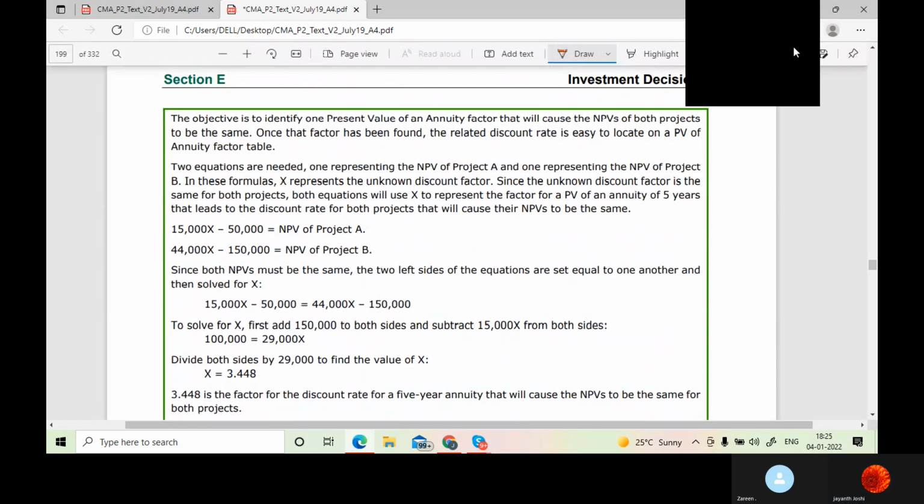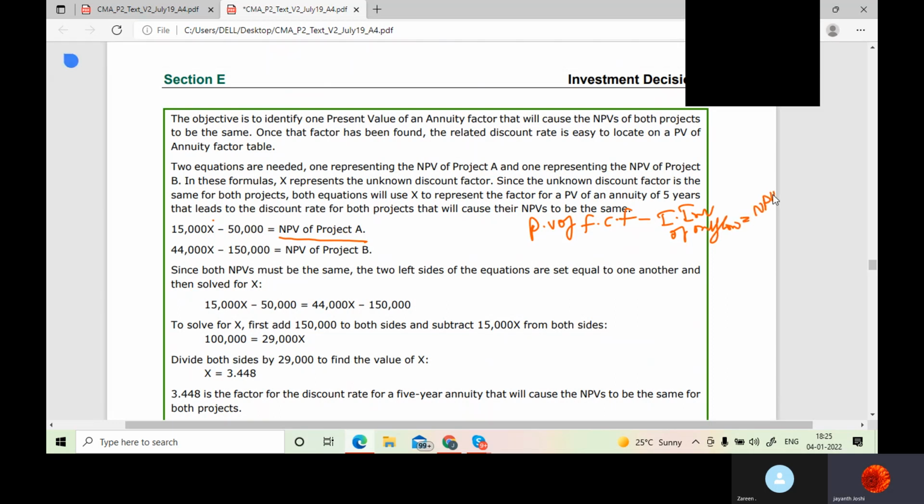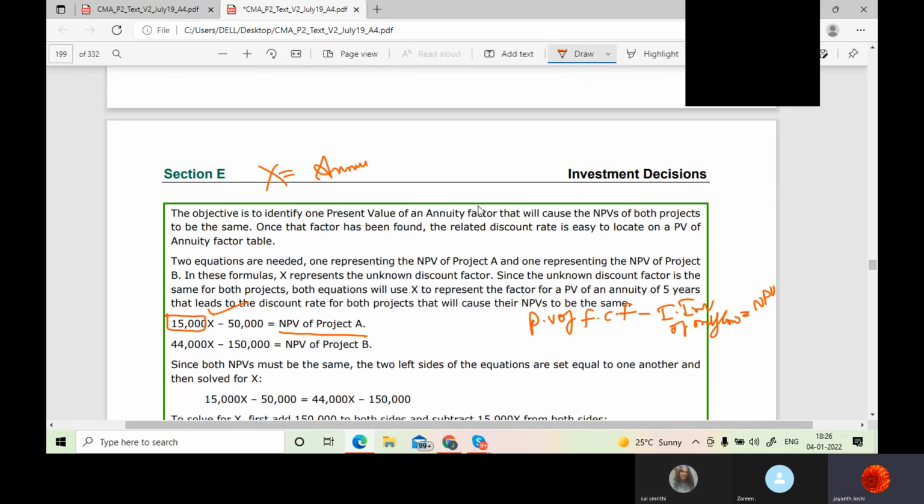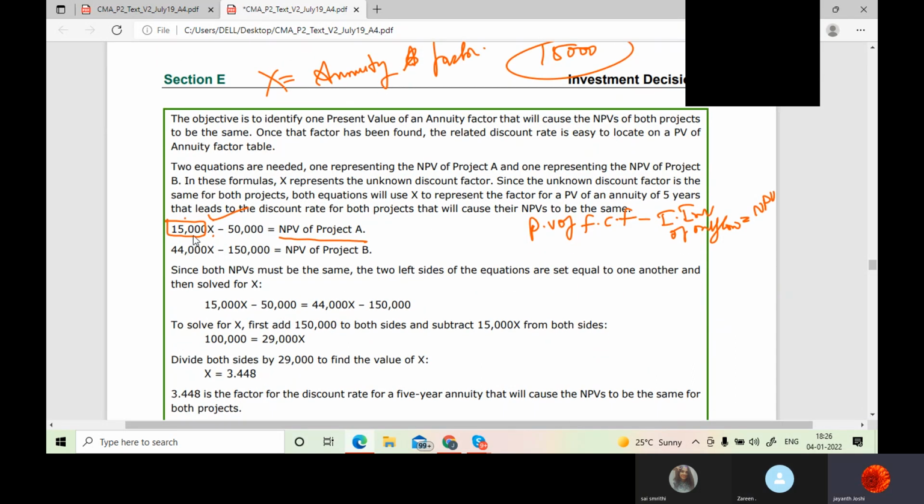See, NPV is nothing but the present value of future cash flows minus the initial investment or outflow. This is your NPV. Will you accept this point? Yes. And here, this 15,000 we are getting every year, and this X we are assuming as the annuity factor. Why are we taking the annuity factor? Because instead of discounting 15,000 every year for 5 years and getting the present value, it is better if you multiply that annuity factor with this 15,000 and get the present value as on today for all the 15,000 cash flows which we are going to receive in the future for the next 5 years. Correct? So here also we are doing the same thing.